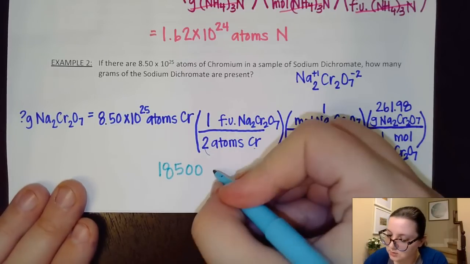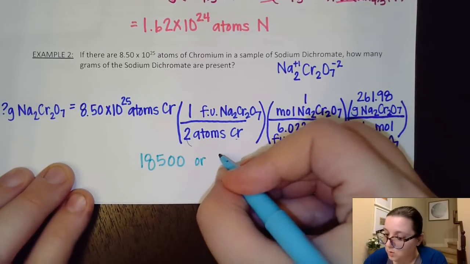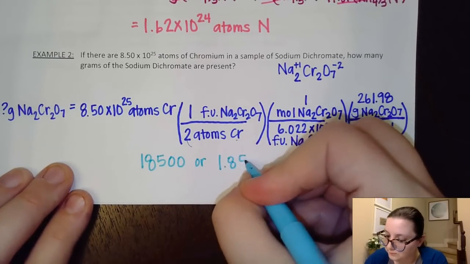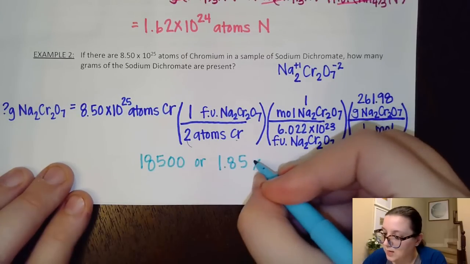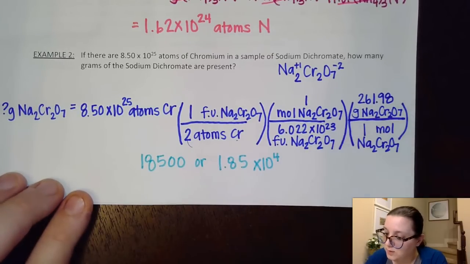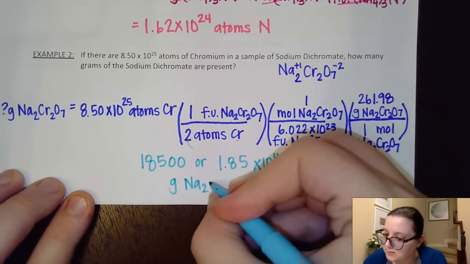The other option is to put this into scientific notation. So you could also report 1.85, and that would move that decimal over 4 places, so you could put times 10 to the 4th. Our unit here would be grams of the Na2Cr2O7.